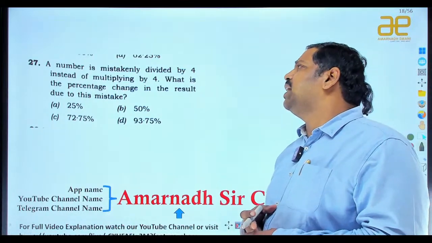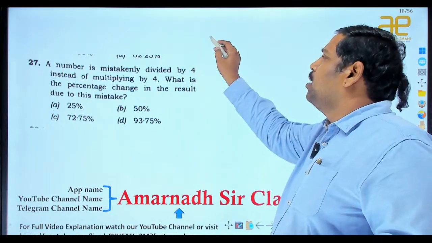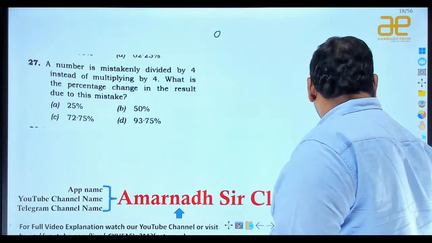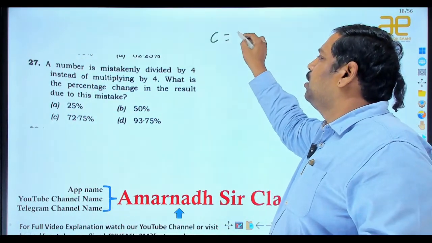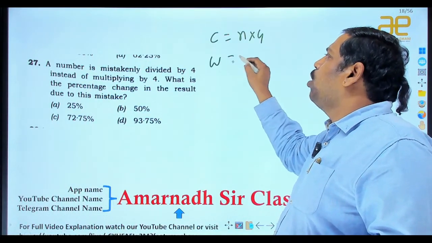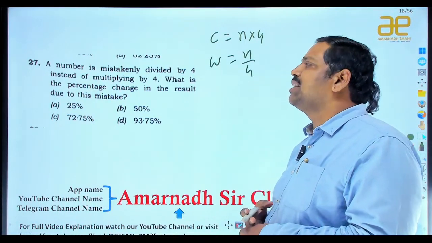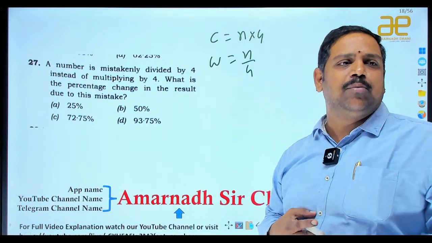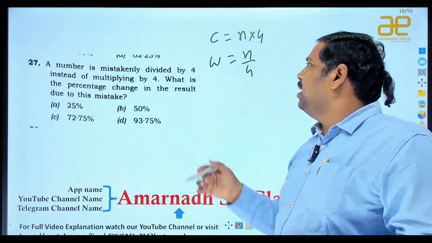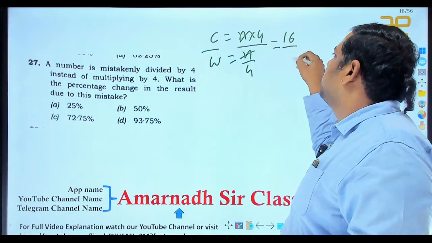A number is mistakenly divided by 4 instead of multiplying by 4. Okay, means the correct answer is nothing but multiplying with the 4. Let my number be n, so multiplied by 4. But wrongly what I did, divide by 4. What is the percentage change in the result due to this mistake? Means he is asking about error percentage. So simply go with the ratio, n cancels. 4 goes up, 16 by 1.